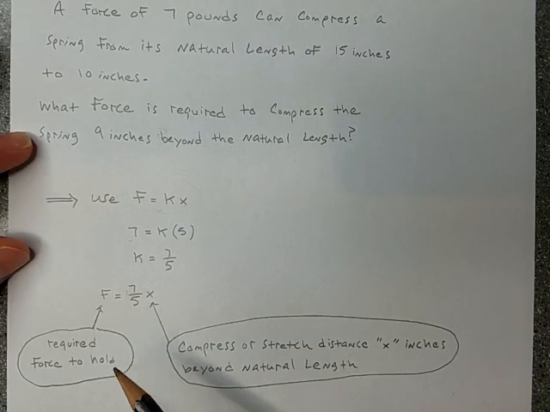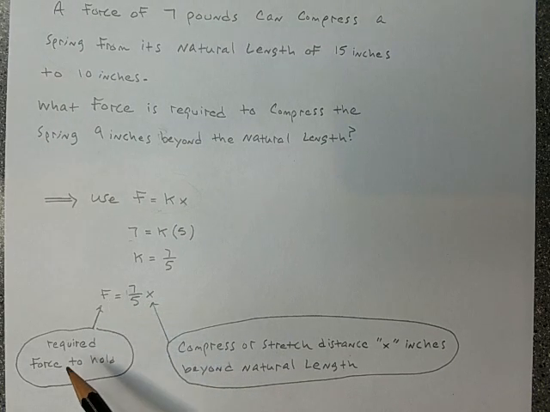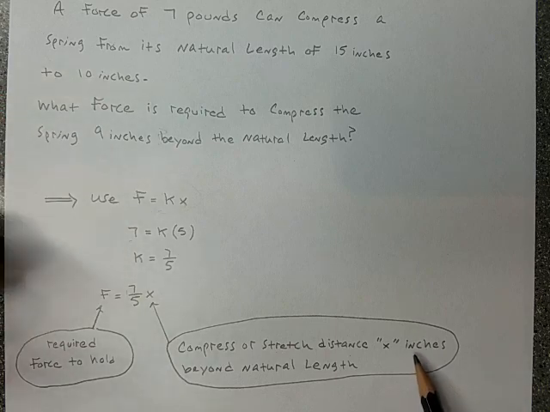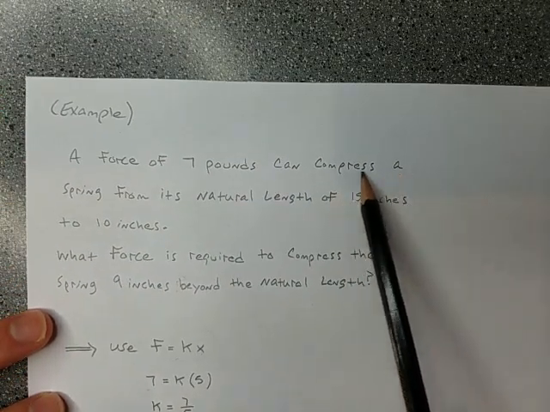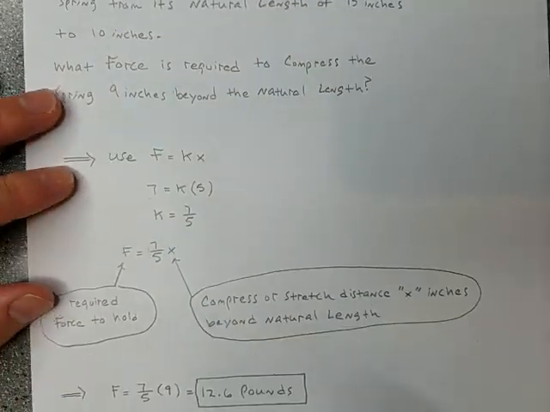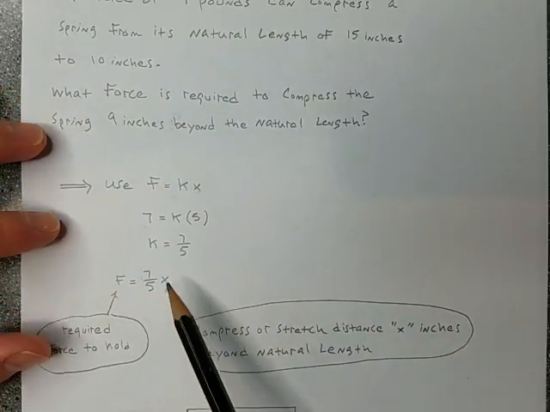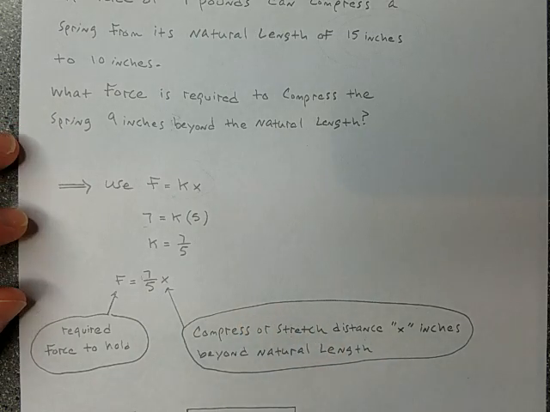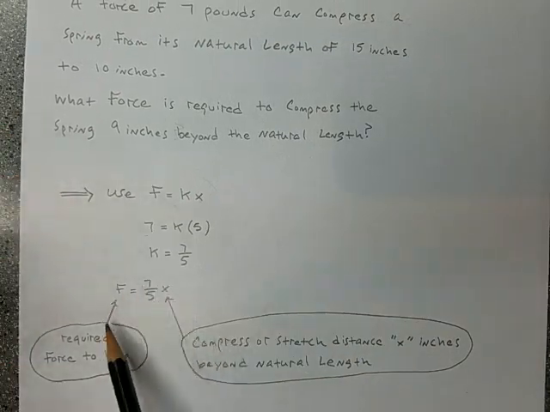I get this working equation now. See that equation right there? F is the required force to hold the spring compressed or stretched a distance of x inches. Now we have to be consistent with our units. If we were measuring our distances in inches and pounds, then those units apply here. That's got to be x inches beyond the natural length.